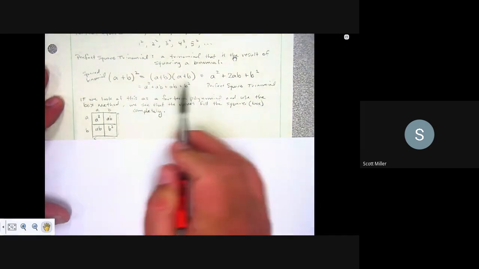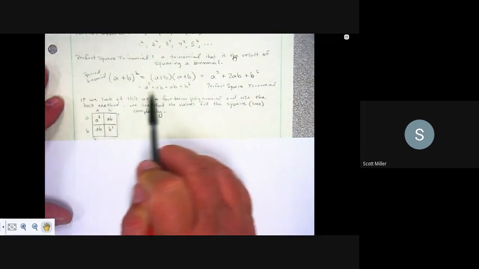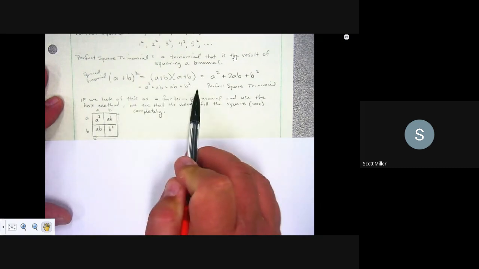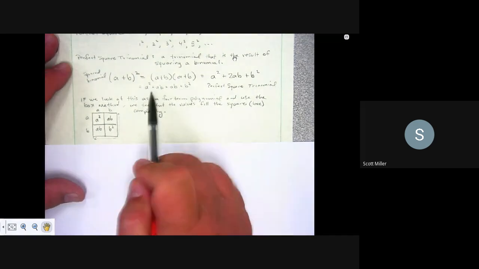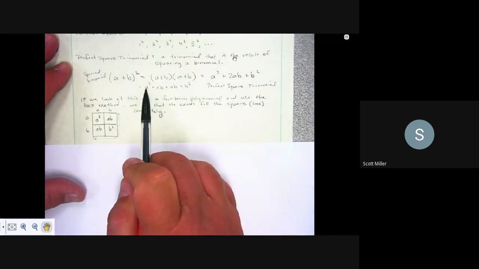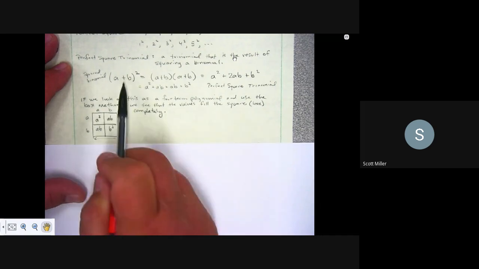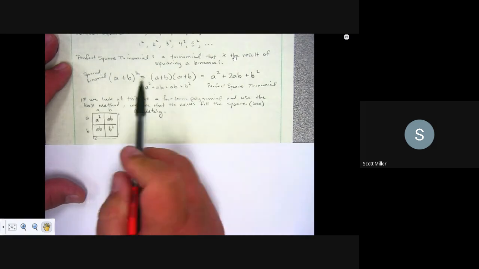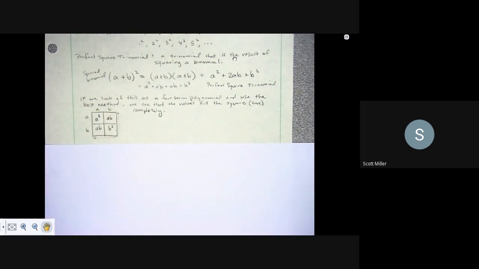I wrote it like this because I want you to see how the middle term, which is a 2 over here, actually comes from these 4 terms. If I put this into a little box format, box method, you can see 1, 2, 3, 4, and I can factor it. I get back these 2 factors, a plus b, a plus b. So these are the 2 factors that come from this. And this is another reason why we call it completing the square, because it's like an area model in the form of a square. Okay.